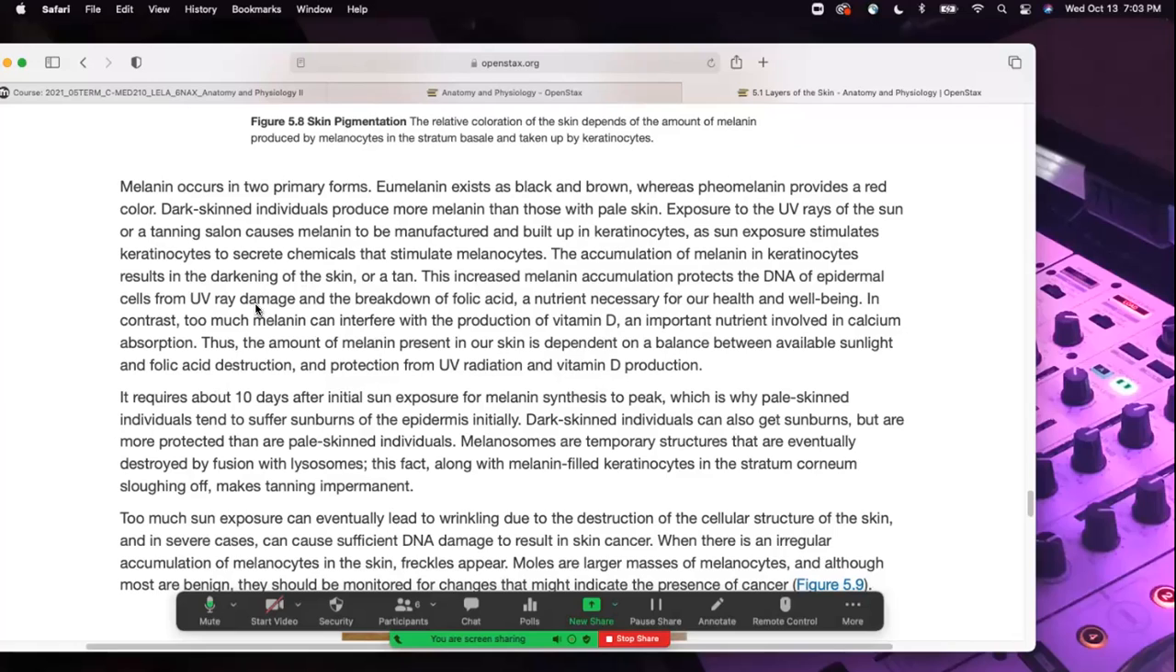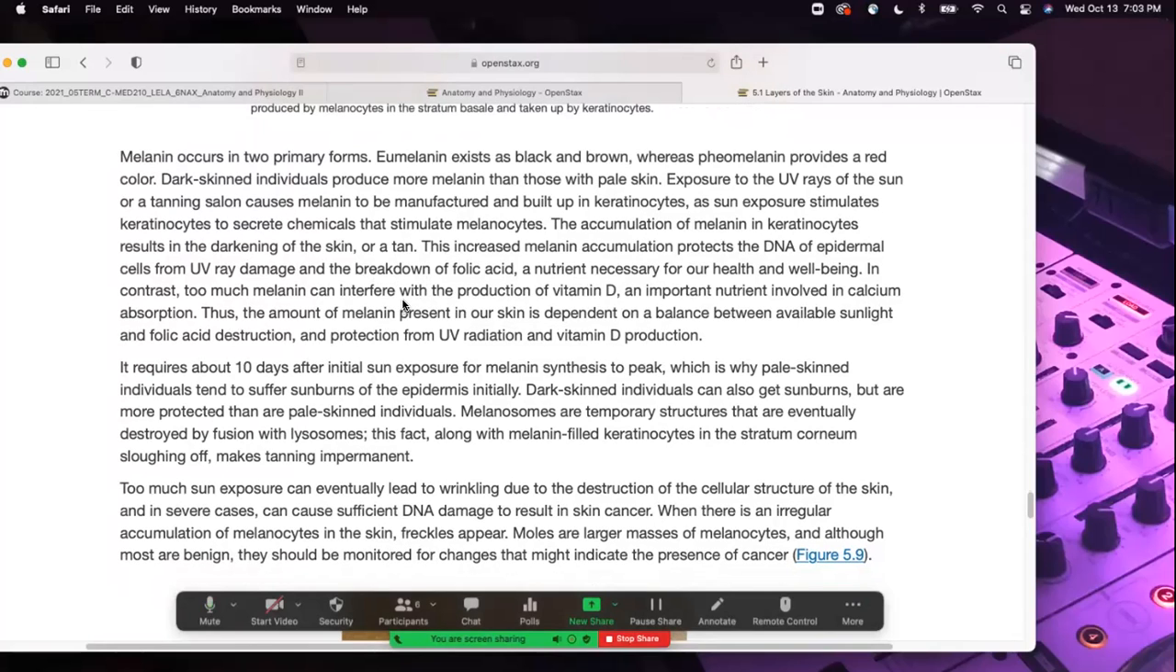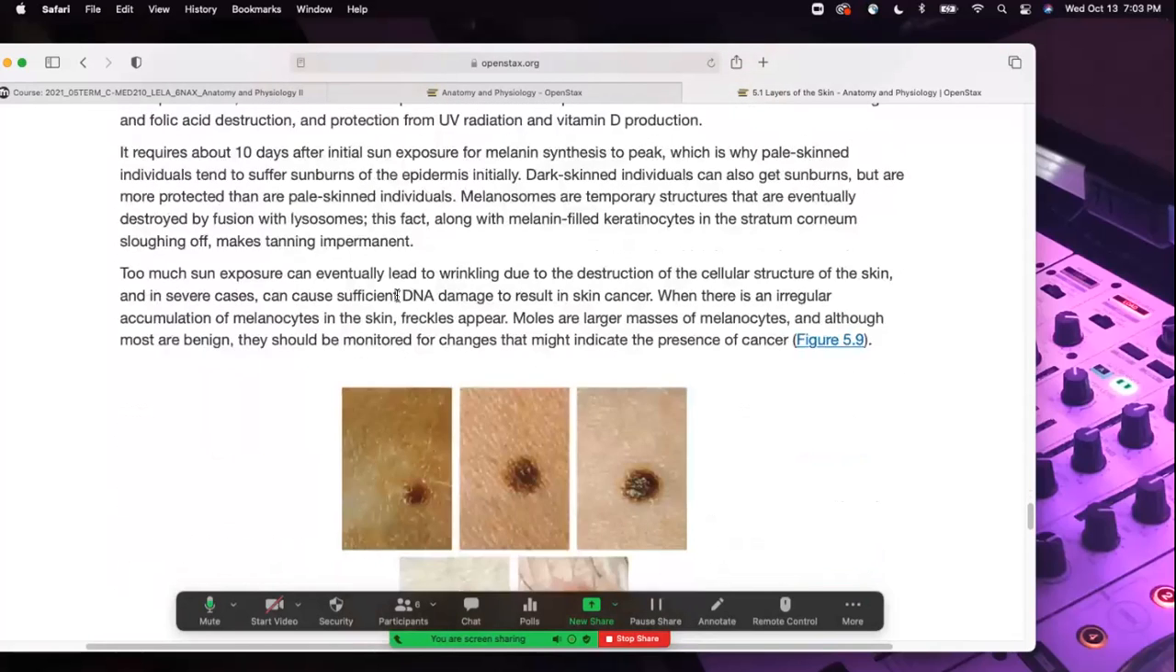Another good thing that UV radiation does in normal doses is vitamin D, right? We get it kind of from diet, but mostly from UV exposure, okay? But good UV exposure.